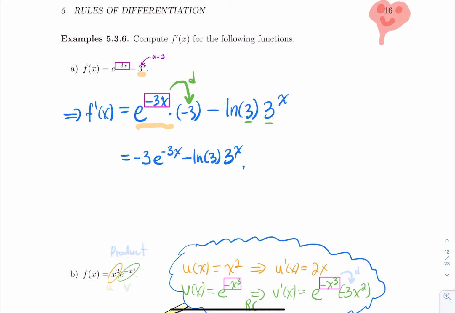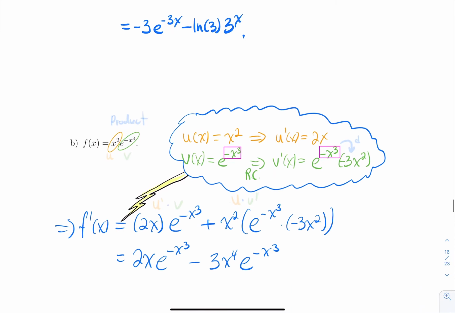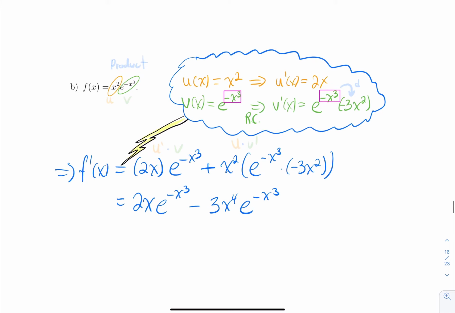So next example, I have the function f of x, which is the product of x squared times e to the power minus 3x. And this is where things are going to start to become a little bit more complicated, because typically applying one rule of differentiation is not too challenging. It's when you have more than one rule to apply that things can become a bit confusing.